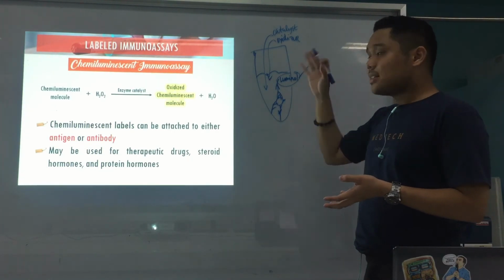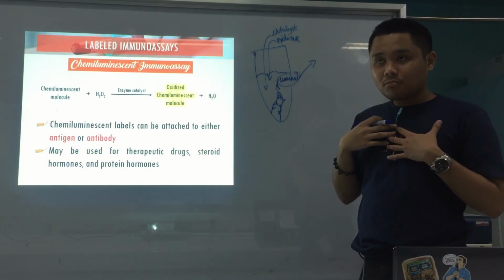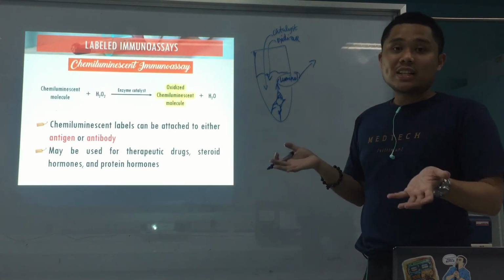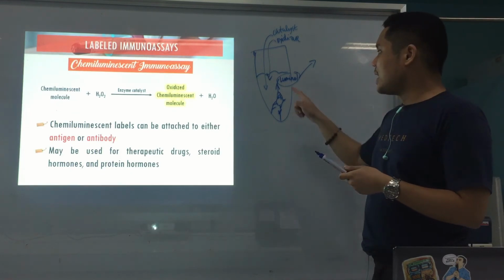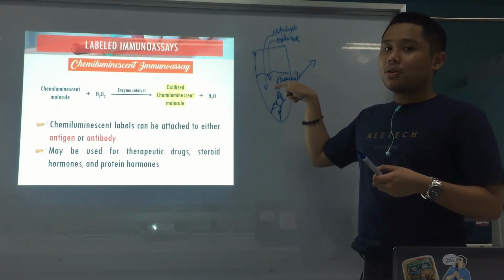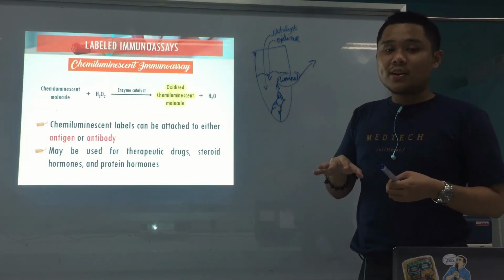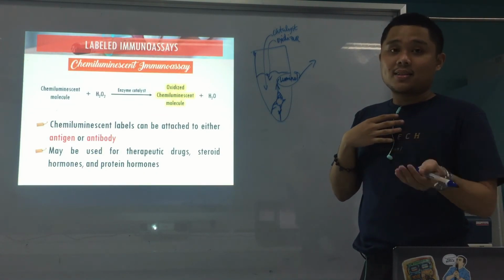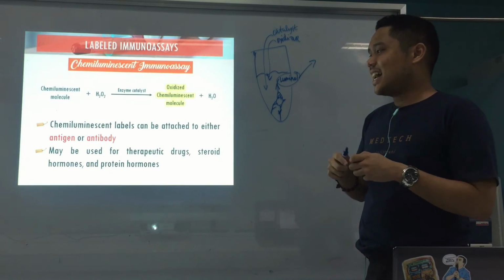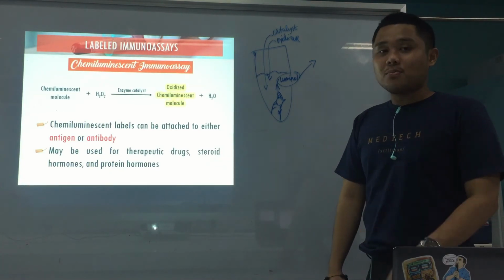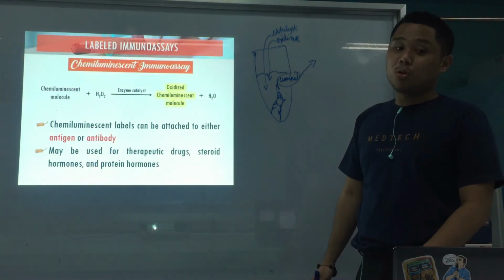So if the light is higher, of course, the patient antigen or antibody is also higher. Why? Because it would indicate that more of the labels are used, because more of the antibody or antigen from the patient sample is there. Okay? Alright. So again, where can we use it? For therapeutic drugs, steroid hormones, and protein hormones.